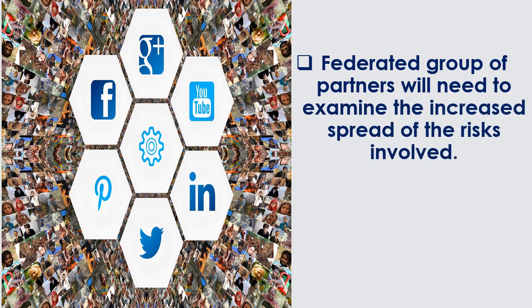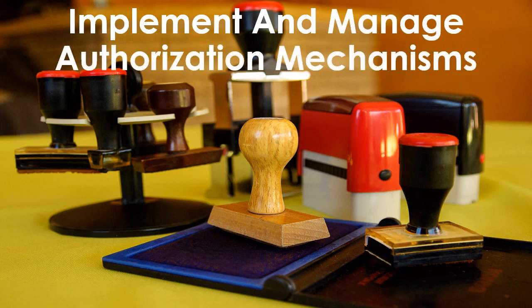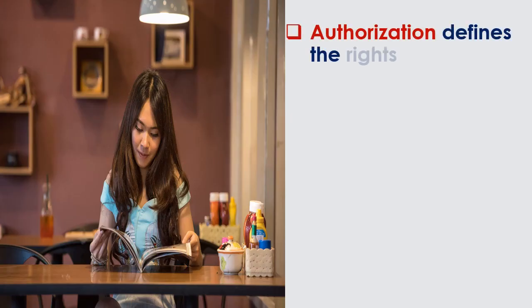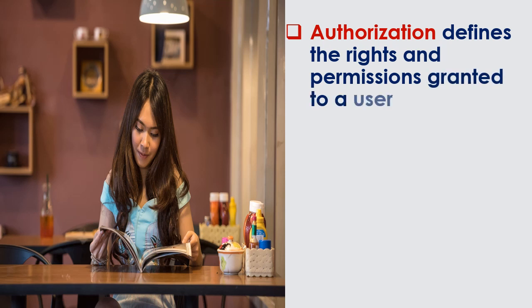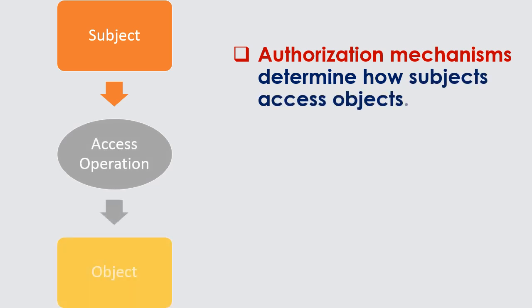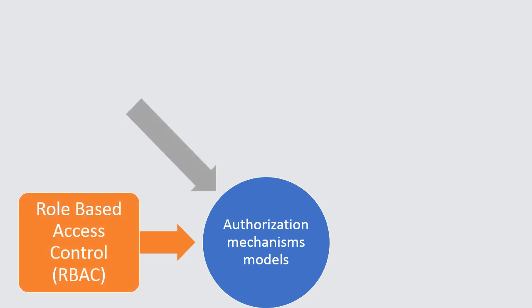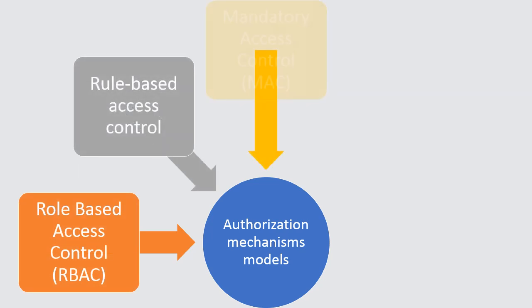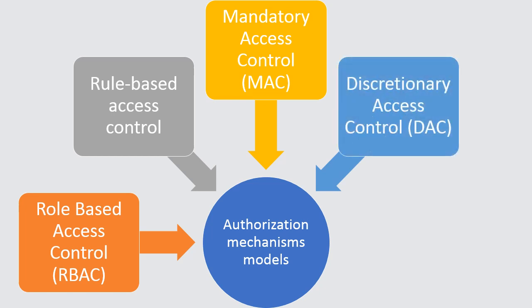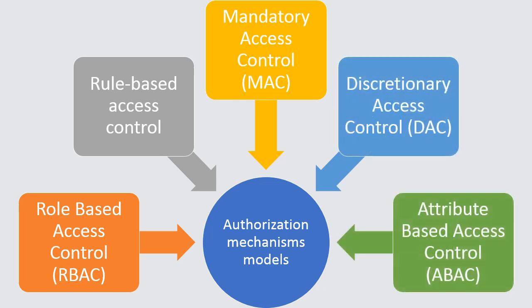Implement and manage authorization mechanisms. Authorization defines the rights and permissions granted to a user account or process. Authorization mechanisms determine how subjects access objects. Authorization mechanism models are Role-Based Access Control, RBAC, Rule-Based Access Control, Mandatory Access Control, MAC, Discretionary Access Control, DAC, and Attribute-Based Access Control, ABAC.